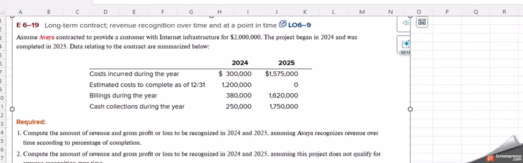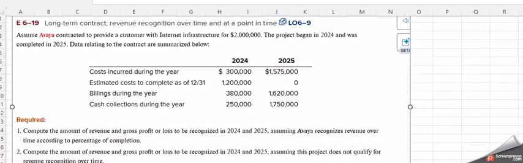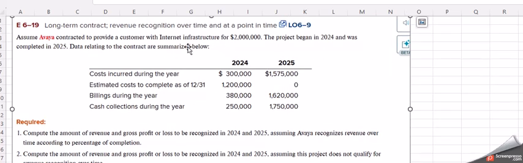Okay, then this one is also a long one. I probably am going to have to go up and down with it. So we have the long-term contract and how do we get to record revenue? So they give us the details. It's a contract for $2 million that crosses over 2024 and 2025. They give us the cost incurred in 2024, what they estimate it would be at that point in time to finish it. As we see, they ended up spending more than that. They billed out 380,000 in 2024, and then the balance in 2025. They collected 25,000, and then the balance in 2025.